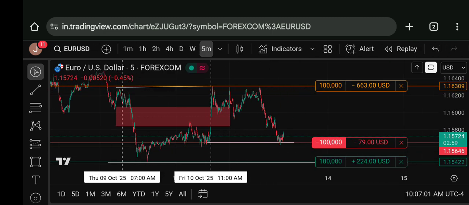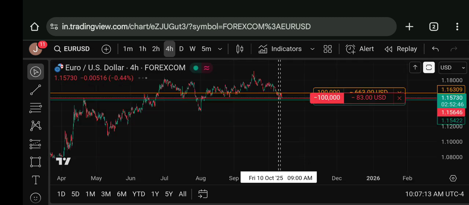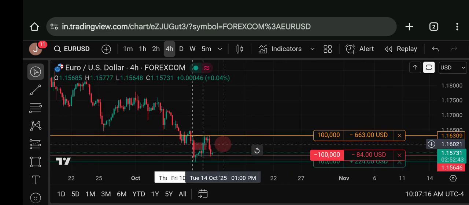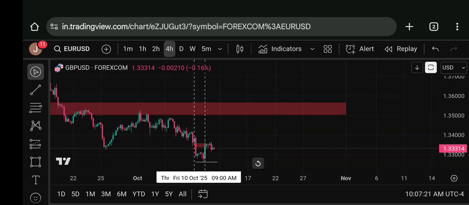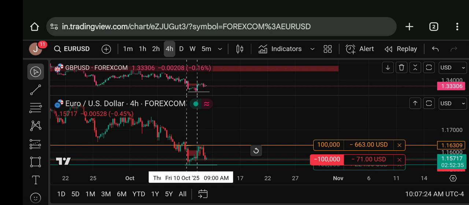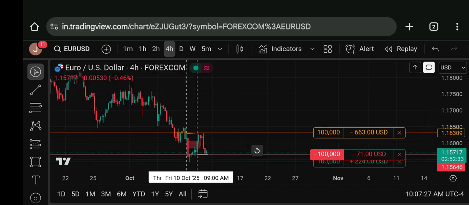So guys, this 4-hour internal to external on Euro plus 3-hour SMT, 4-hour IRL to ERL on both Euro and GBP. So 4-hour internal to this external range liquidity, and the same here, 4-hour internal to this external range liquidity, and then a 3-hour SMT plus a 5-minute market structure shift or a change in character on Euro USD. So let's see how this trade goes guys, with the negative risk to reward.